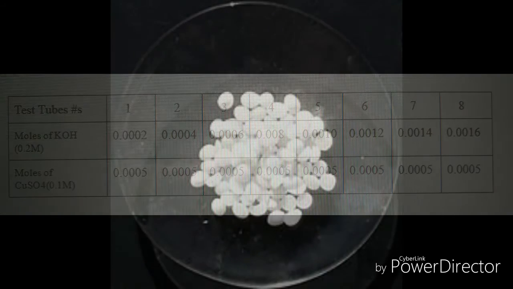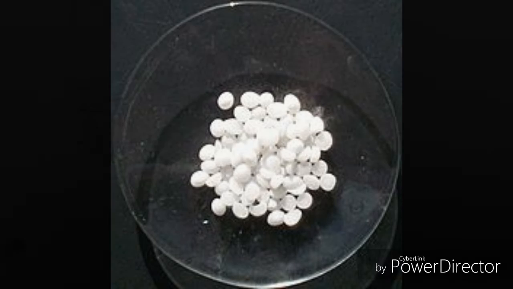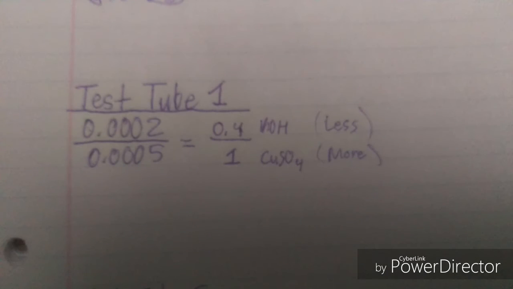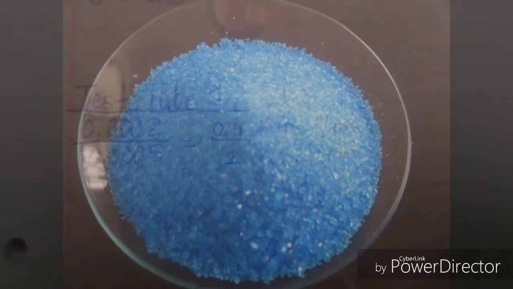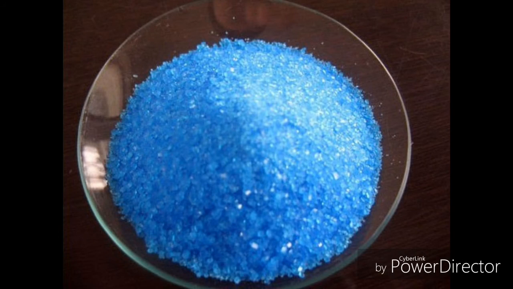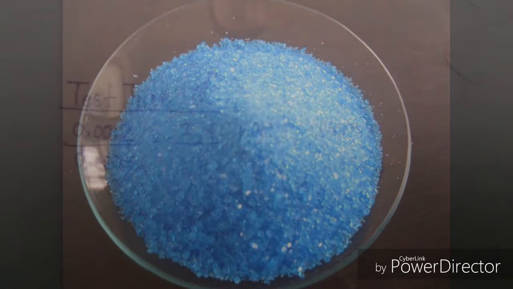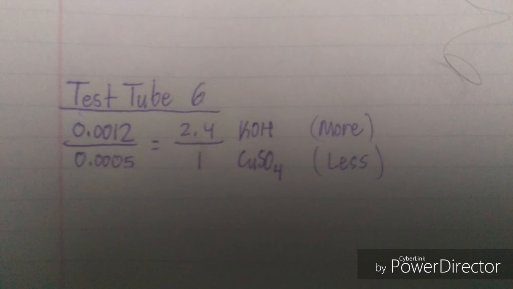The limiting reactant was the potassium hydroxide because when dividing the potassium hydroxide by copper sulfate, it would not equal the original value of the 2-to-1 ratio, but rather a lower value, like 0.4 potassium hydroxide to 1 copper sulfate for test tube 1, for example. Meaning there was less of the potassium hydroxide in these first 4 test tubes and more of the copper sulfate. This meant that the limiting reactant for test tubes 6 through 8 was the copper sulfate, because when dividing the 2 reactants, you would get a ratio higher than the original 2-to-1, like 2.4 potassium hydroxide to 1 copper sulfate in test tube 6, meaning less copper sulfate and more potassium hydroxide.